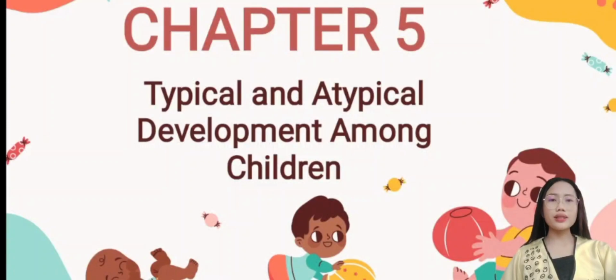Okay, good evening, everyone. We are group 5, and we are going to discuss chapter 5, which is all about typical and atypical development among children. So, have you ever wondered how children develop? Perhaps you have compared your own development to that of a sibling or cousin of yours, right?